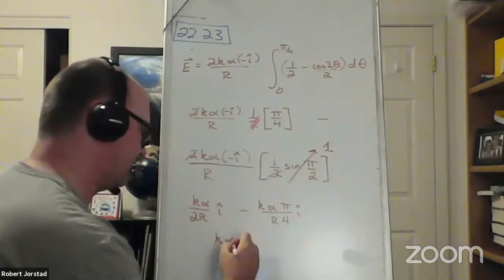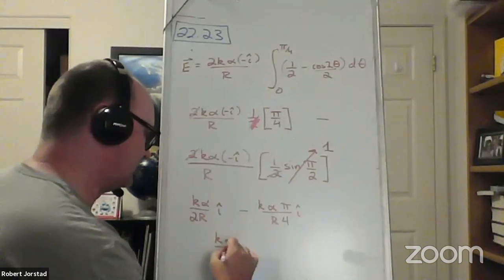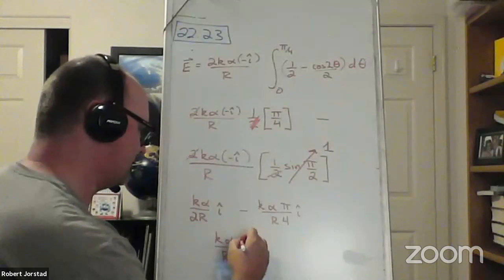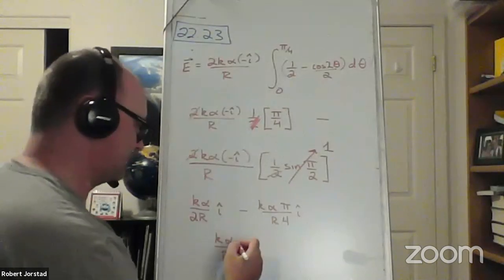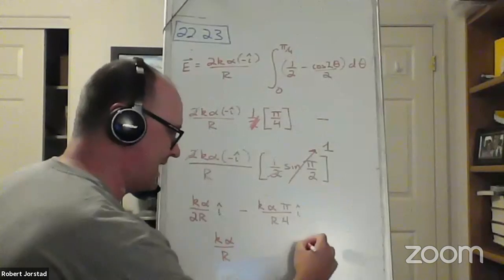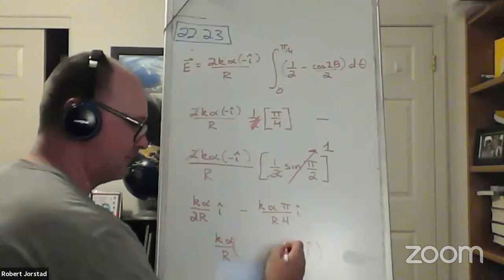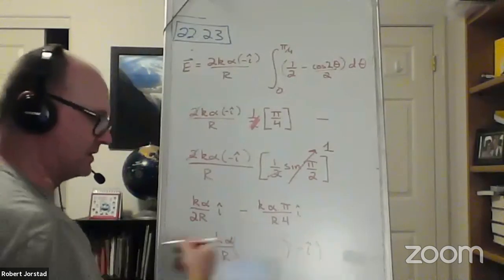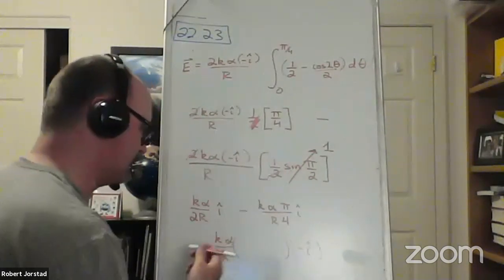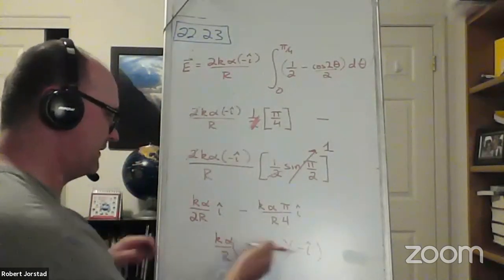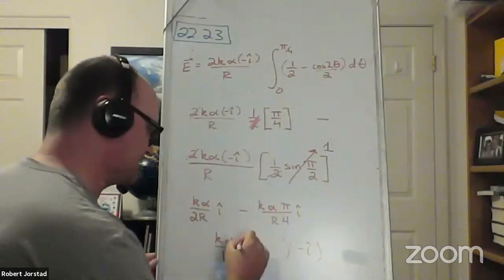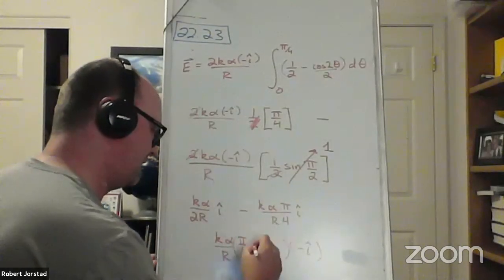K alpha over R times the quantity, this is going to seem a little strange. I want to factor out the negative I hat, because I know the answer should be in the negative I hat, right? From the picture, I know that it was going left, like what Ryan and I were talking about a minute ago. So now if I factor out the negative, this one becomes positive: pi over 4 minus a half.